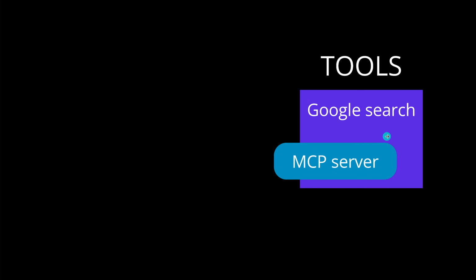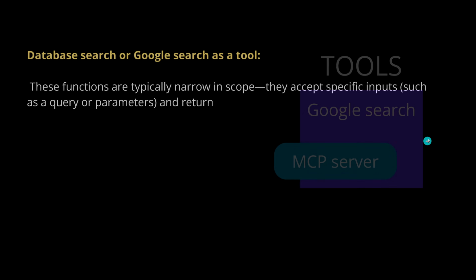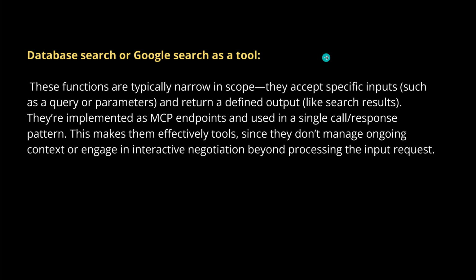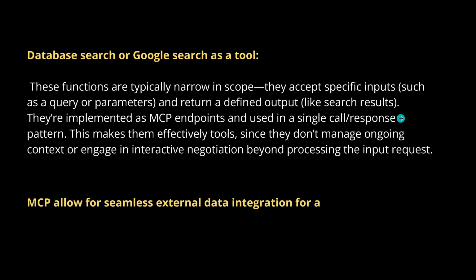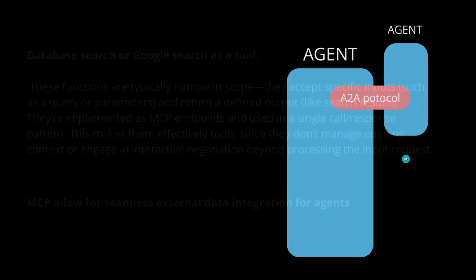As I told you, Google Search is a beautiful tool. If you use Google, we have it predefined now. Or you use it if you have already established somewhere else, let's say CrewAI or LangChain, LangGraph, whatever, an MCP server for any data set. Now, this database search or the Google search is a tool because its function is really narrow in scope. So MCP allows for seamless external data integration for our agents.